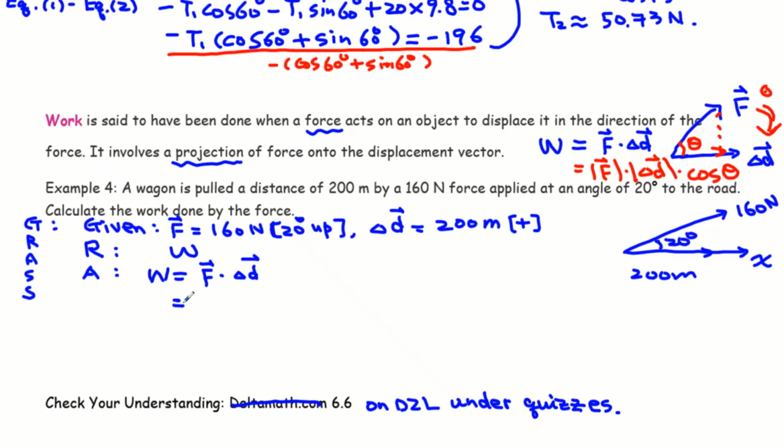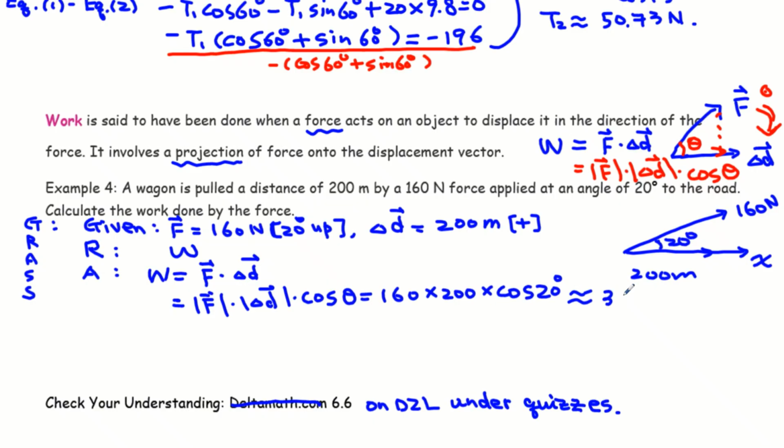and it is the magnitude of force times the magnitude of the displacement, then times the cosine of the angle theta. Then we substitute the given information: 160 times 200 times cosine 20 degrees. So get our calculator out. It is approximately 30,070.16 joules.